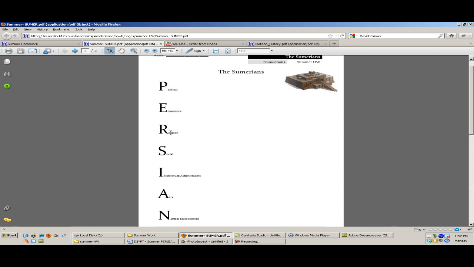Economically, what was their religion, their social structures, what did they do intellectually, what were their achievements, their artistic, and then natural environment or geography. How did the natural world affect them? Let me go back and show you.